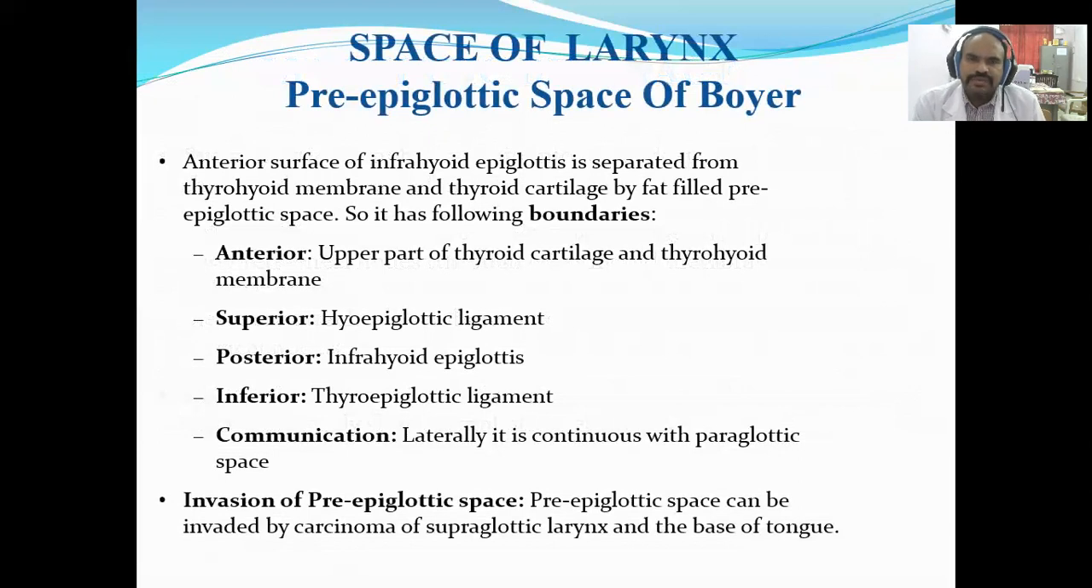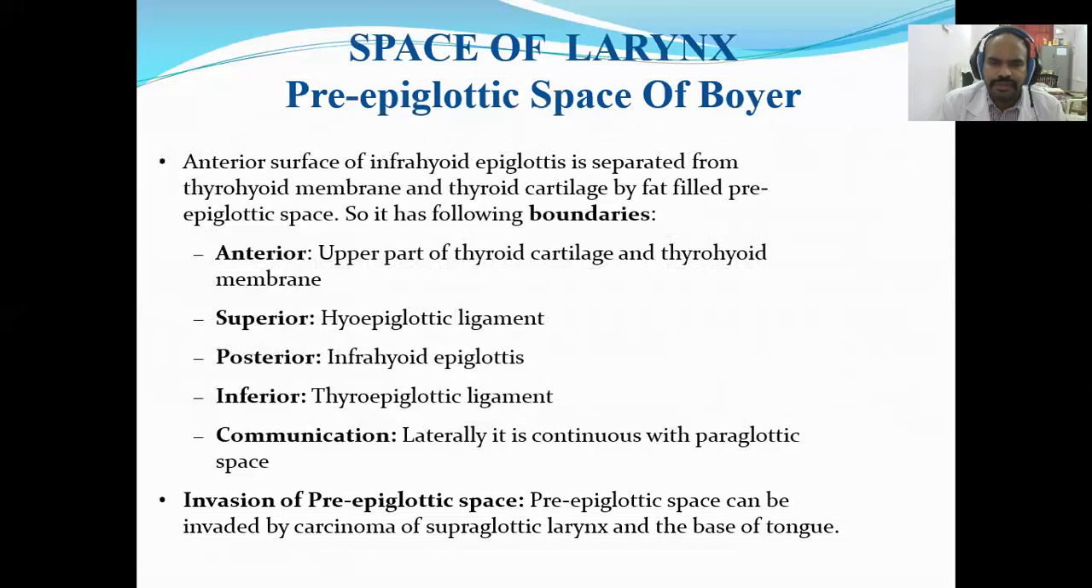Spaces of the larynx: we have seen the pre-epiglottic space of Boyer. Anteriorly you have the upper border of the thyroid cartilage and the thyrohyoid membrane. Superiorly we have the hyoepiglottic ligament. Posteriorly, we have the infrahyoid epiglottis. Inferiorly, we have the thyroepiglottic ligament. Laterally it communicates with the paraglottic space.